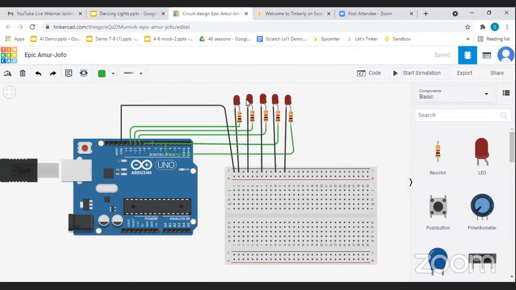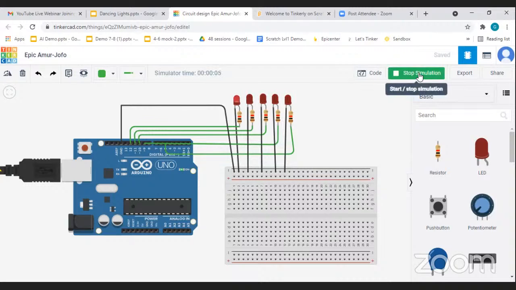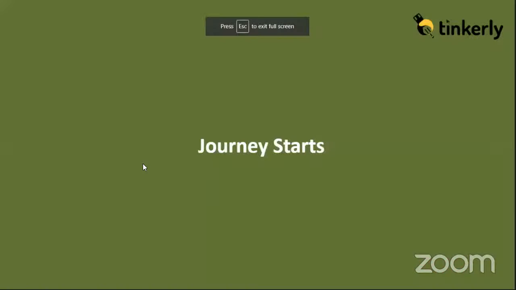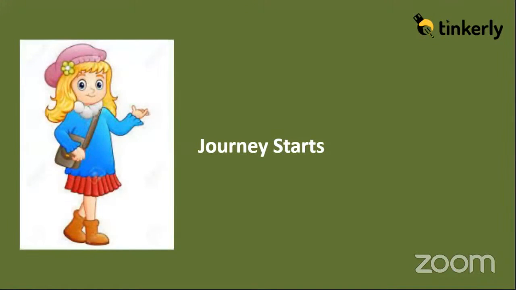So these are 5 LEDs and they are going to blink. Isn't it amazing? See, these LEDs are blinking one by one. So let's start. Let me tell you about how I created this project.